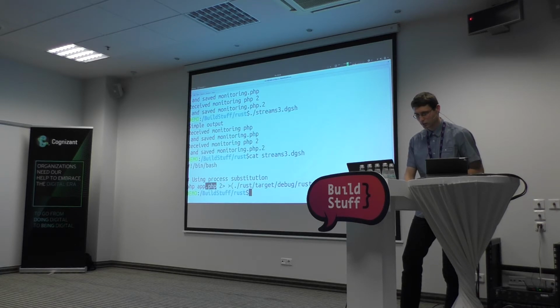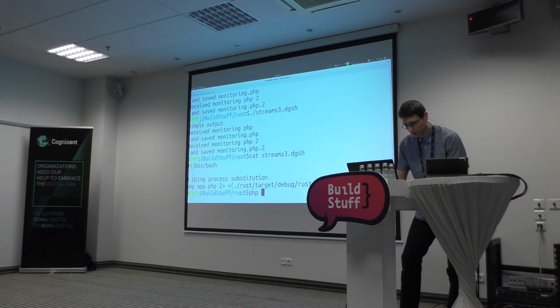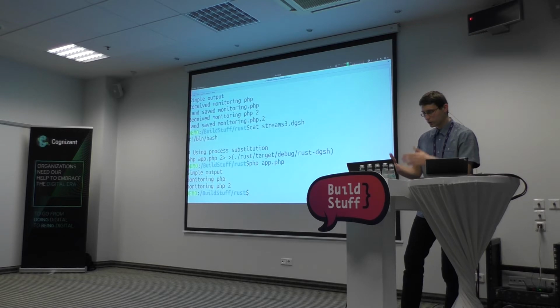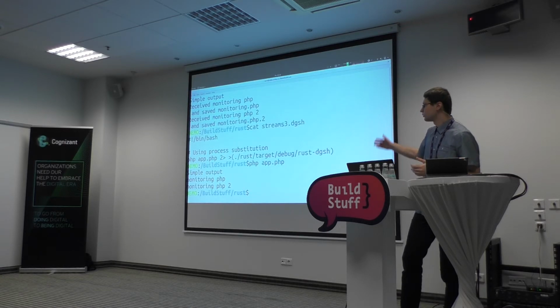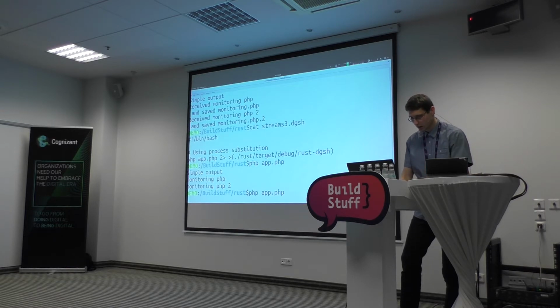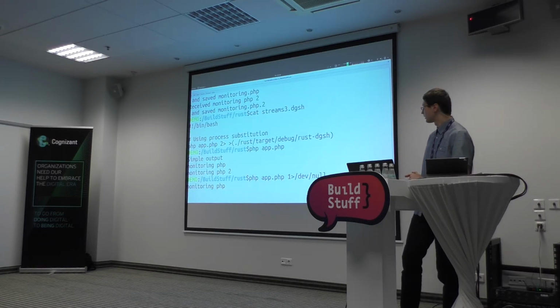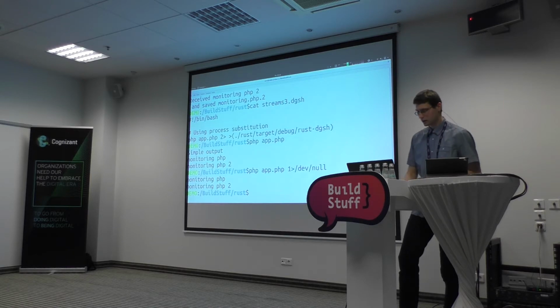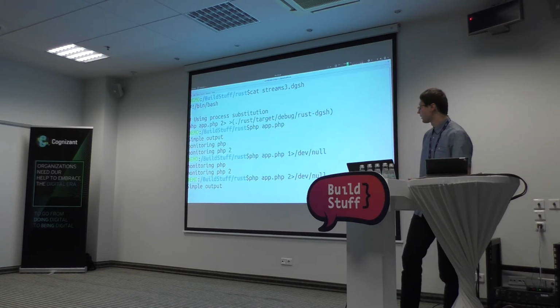It is easier to understand the bash if we're using something like app.php like this. We can see that usually the dash shows both the standard output and standard error. And if we redirect standard output to nowhere, meaning the device called null, we can see only the error messages, and we can also redirect error messages and see only standard output.